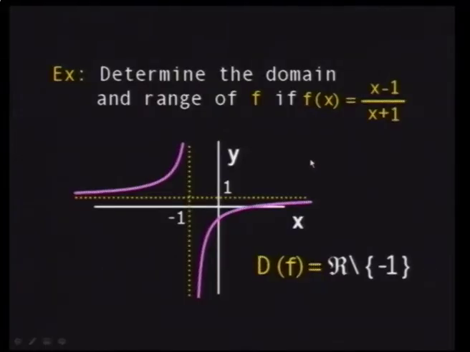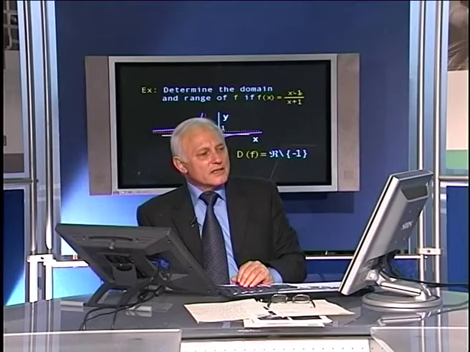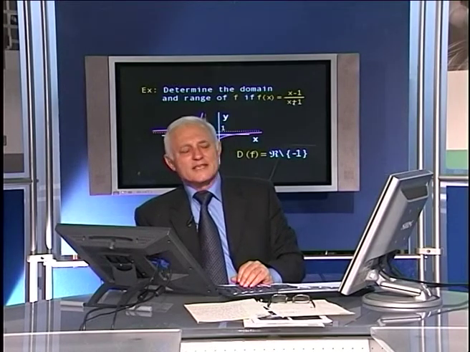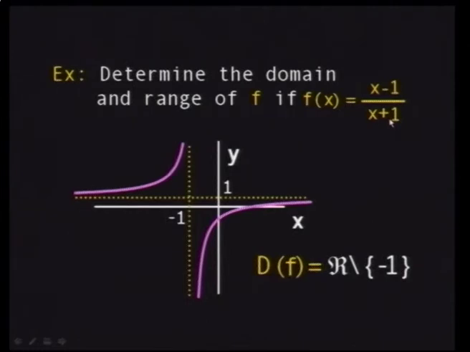Determine the domain and range of f if f of x is equal to (x minus 1) divided by (x plus 1). Here you have a function given by the rule (x minus 1) divided by (x plus 1). Directly, you see that you cannot use x equal to minus 1, because then this value goes to infinity. So minus 1 is excluded from the domain of the function.